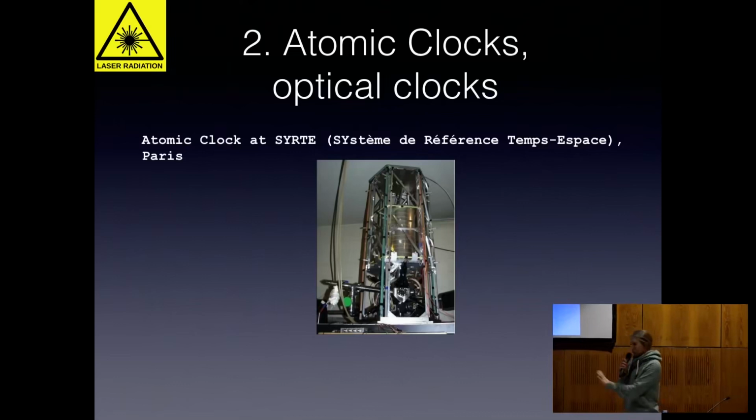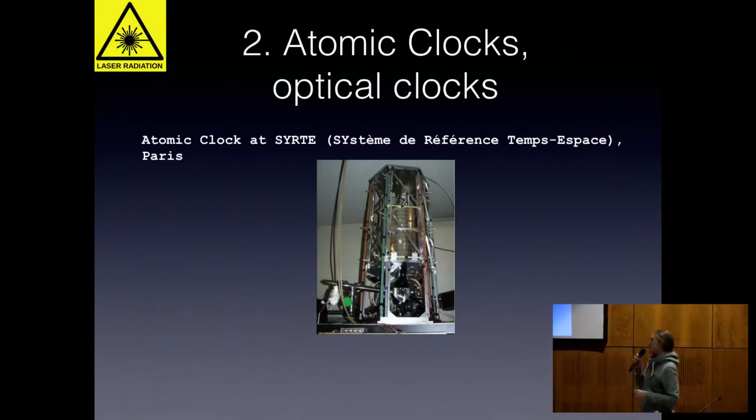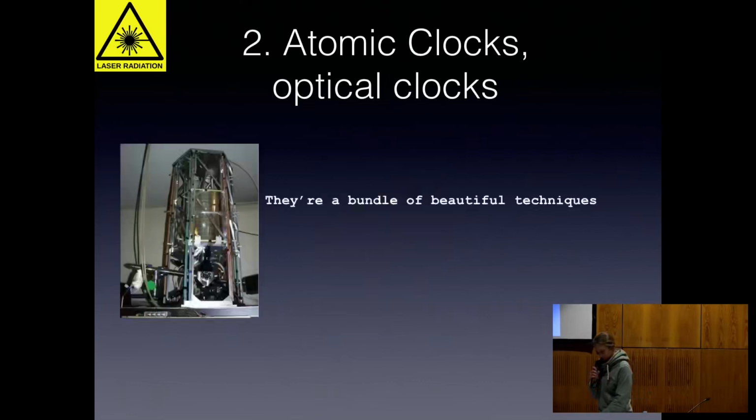So this is an atomic clock at SYRTE in Paris. It's about 1.50 meters or something like this. I don't remember exactly the scale. So it's fairly large. And this is the clock that gives France its time. It gives it its second. This is the second that we have, and it's shared with other countries.